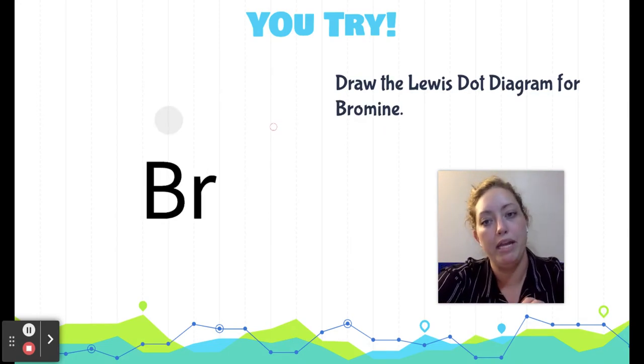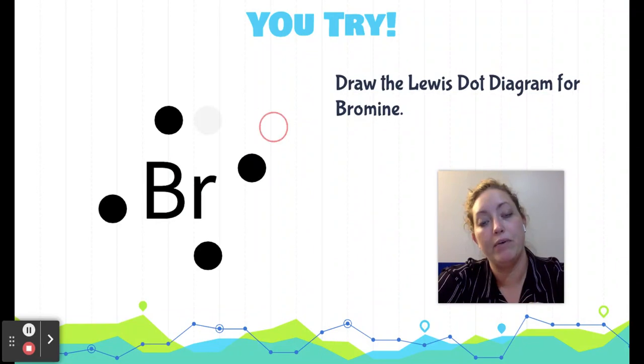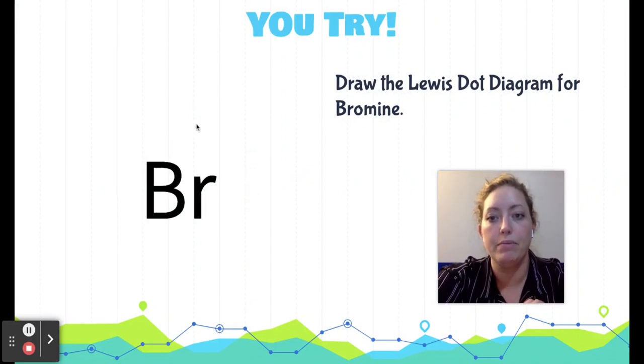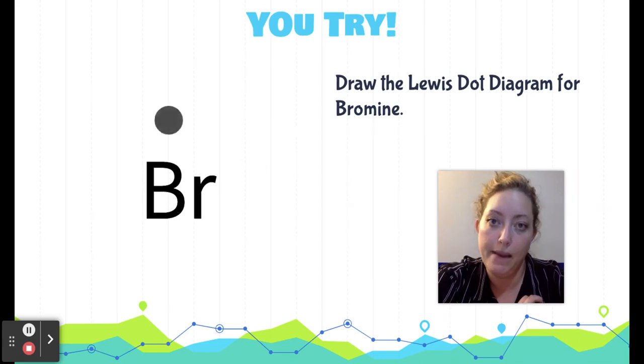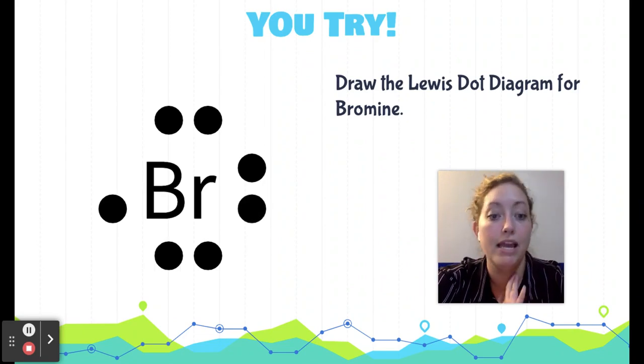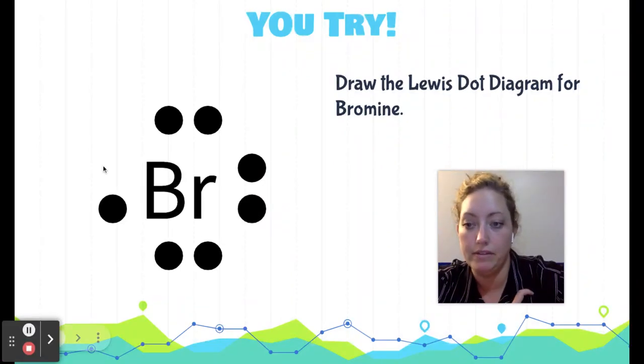Okay, bromine, go in, figure out what group it's in. It's in group 17. It's going to have 7 valence electrons. Hopefully you saw the pattern that they were placed there. You go 1 at the top, right, bottom, left. Now you double them, double it, double it. If it had an 8th, you would fill it in, right here.